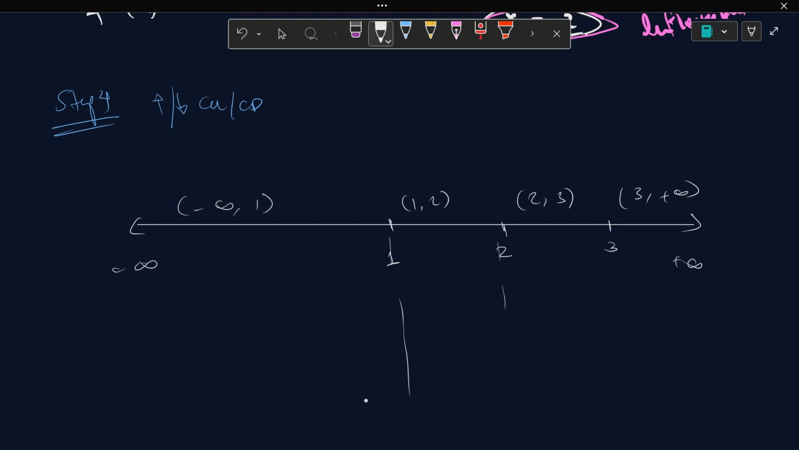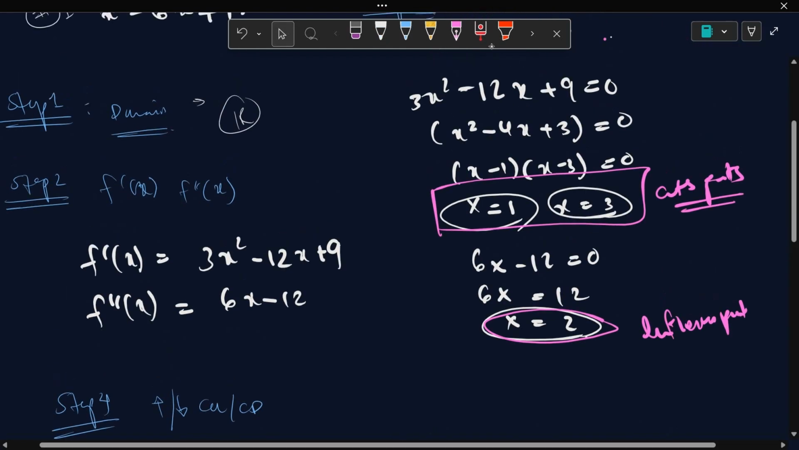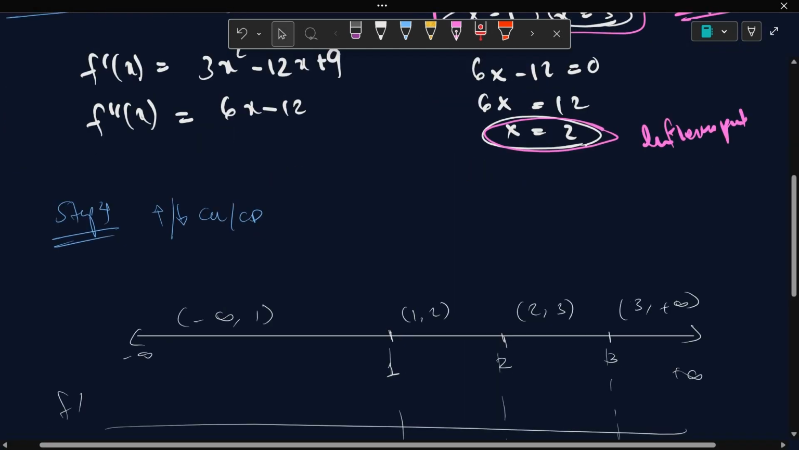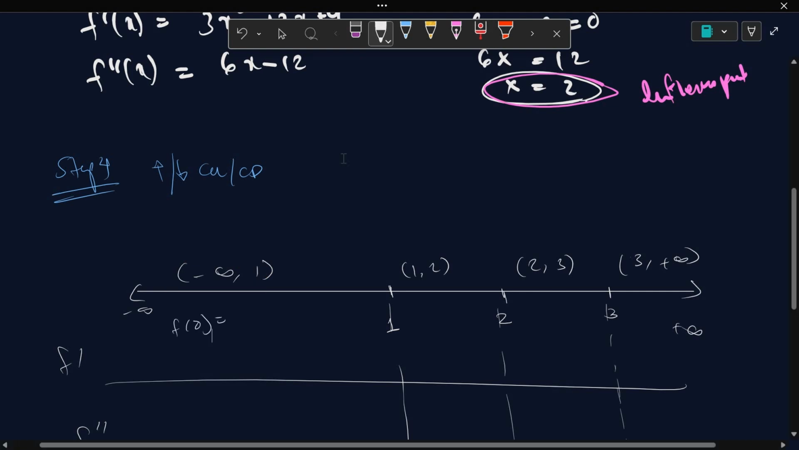Okay, so I have these intervals given to me. Now what I do is arbitrarily choose any value from these intervals, and then I'm going to use my f prime over here. I can move this to the above, and I have my f prime prime. So I have figured out an equation of my f prime. This is f prime, this is f prime prime. I'm going to choose any value from the first interval, negative infinity to 1. So let's say I choose 0. I'm going to plug it into this equation over here.